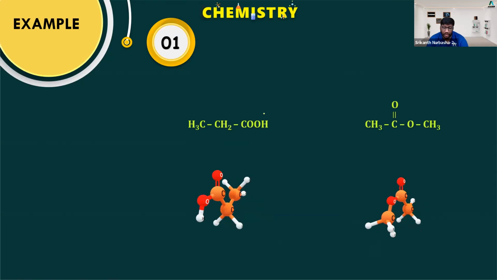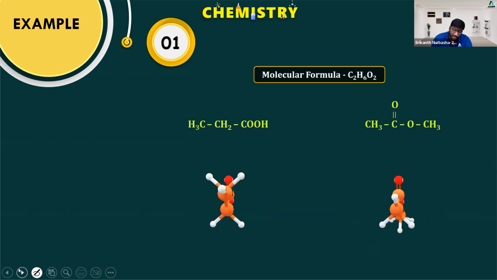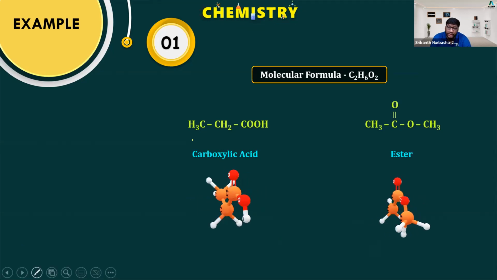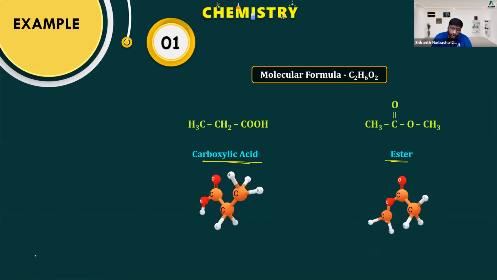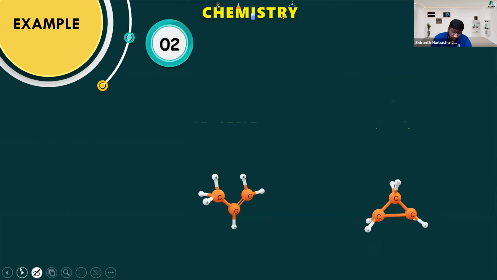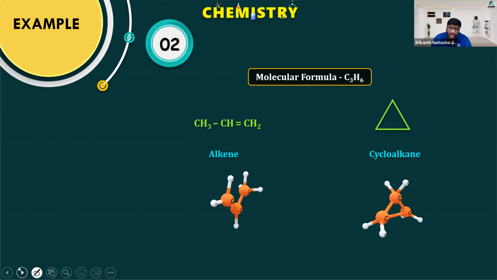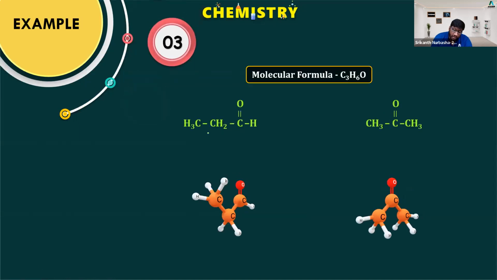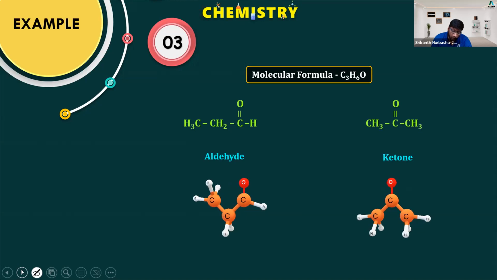Acetic acid, carboxylic acids, propanoic acid, and CH3COOCH3, esters. Carboxylic acids and esters, same molecular formula but difference in the functional group. So carboxylic acids and esters can also be called functional group isomers. Next case, if you look at alkenes and cycloalkanes, they can also be included in the functional group isomers. CH3CH2CHO, CH3COCH3, aldehydes and ketones, they can also be called functional group isomers.